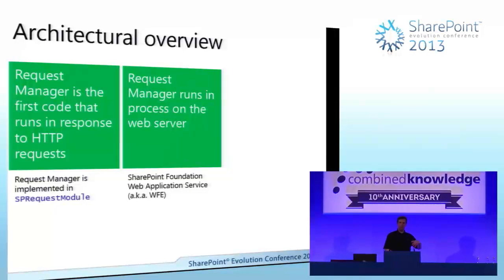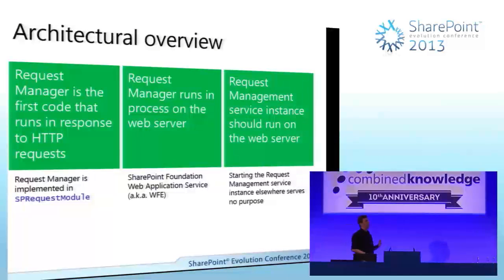It's very fast, very well implemented. But it means it's doing it early in the pipeline before anything else like authentication, getting the layouts pages, processing any of the ASPX stuff, very early in the pipeline. And it's in process on the web server, which means our request management service, the green box on the previous slide, needs to run on the same machines.